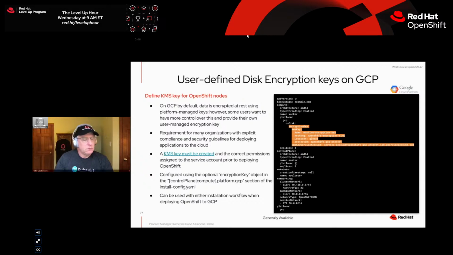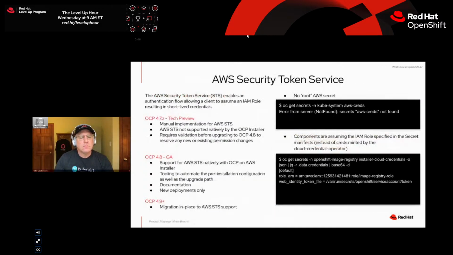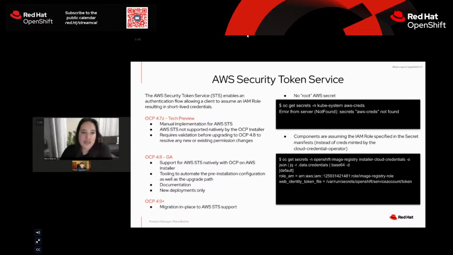For AWS Security Token Service, I'll pass it on to Maria. Hi, Tushar. Thank you so much. I'm Maria Bracho. Customers want OpenShift to be able to use temporary, short-lived credentials during and post-installation. We've started this work with the AWS provider, since STS enables an authentication flow that allows a client to assume a role, resulting in short-lived credentials.